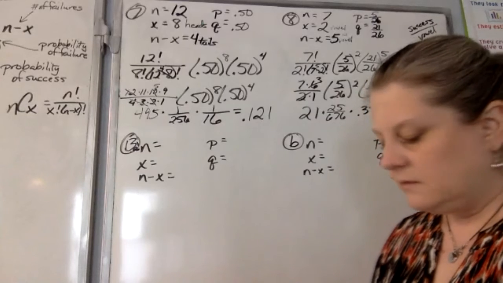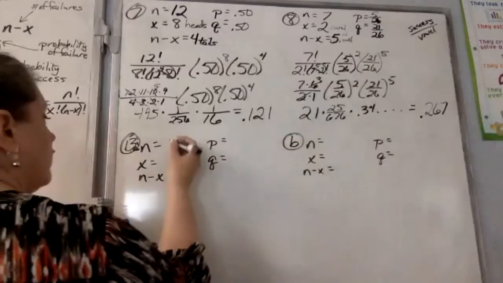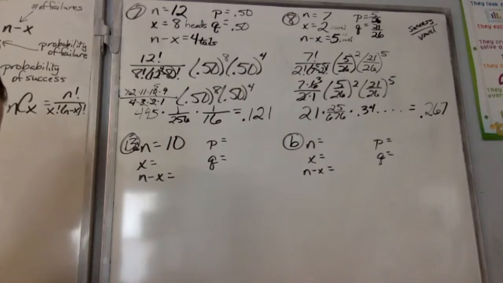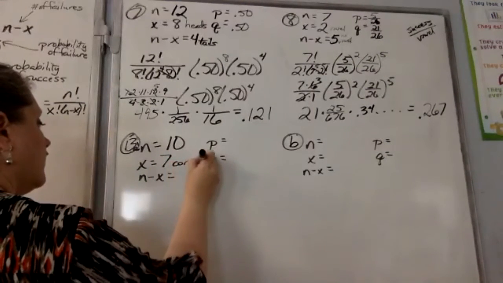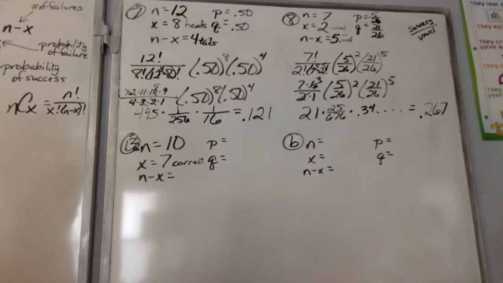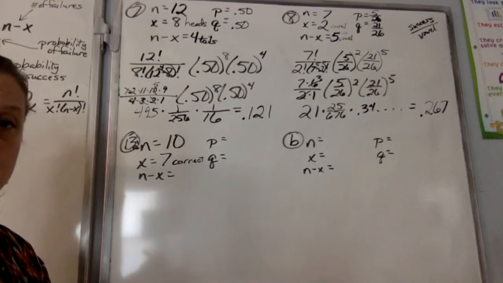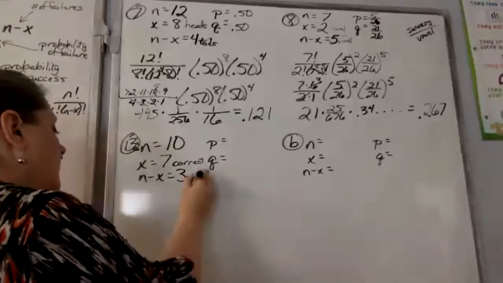Now, there are 10 questions, so our number N is 10. It wants to know the probability in A of him getting 7 correct. So that's 7 successes. If he gets 7 correct and there's 10 questions, how many is he missing? 3. So that means 3 would be wrong.